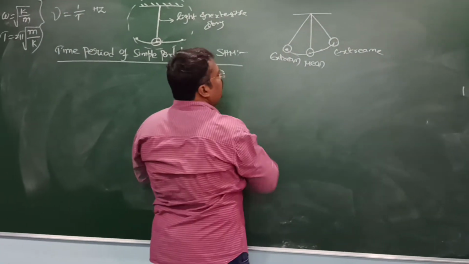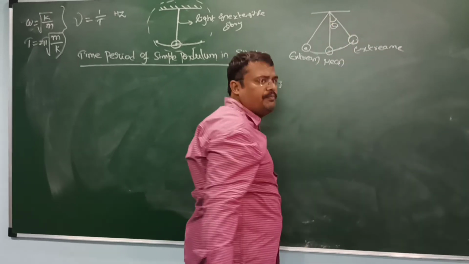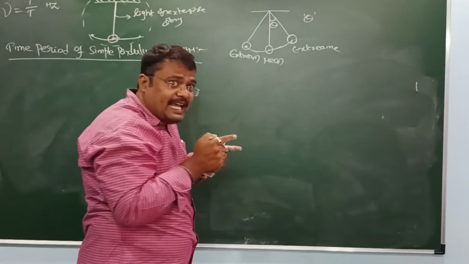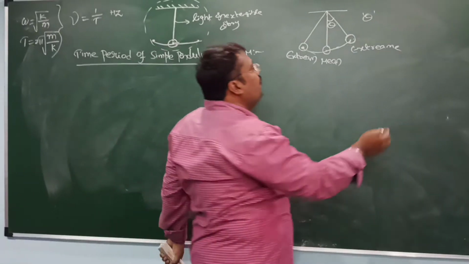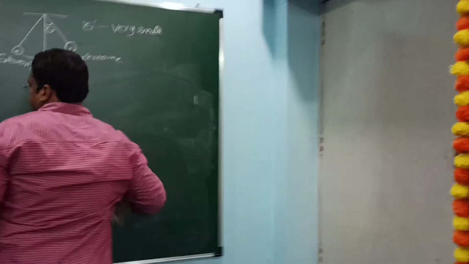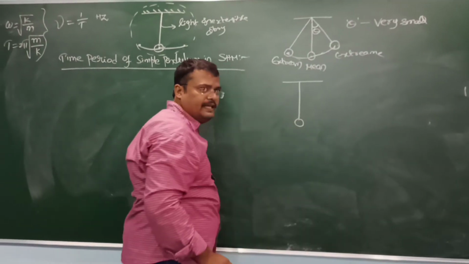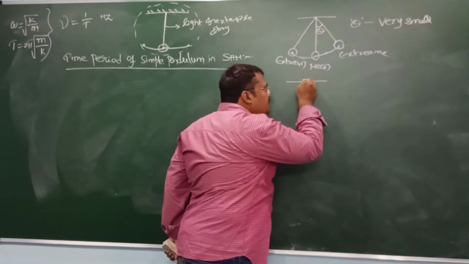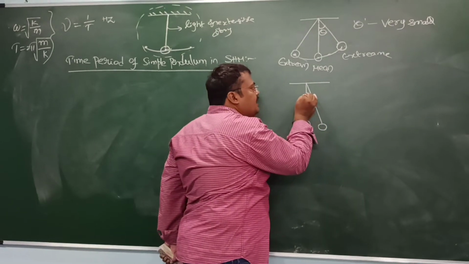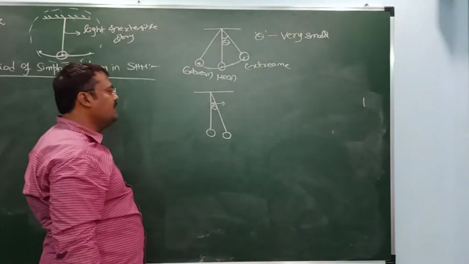Before entering into the topic, I am telling you about the angle between the mean and the extreme position. The angle theta in this case is very small. So for example, let us take a pendulum like this. It will displace like this with respect to a smaller angle. Let us observe how small the angle is, very small angle here.